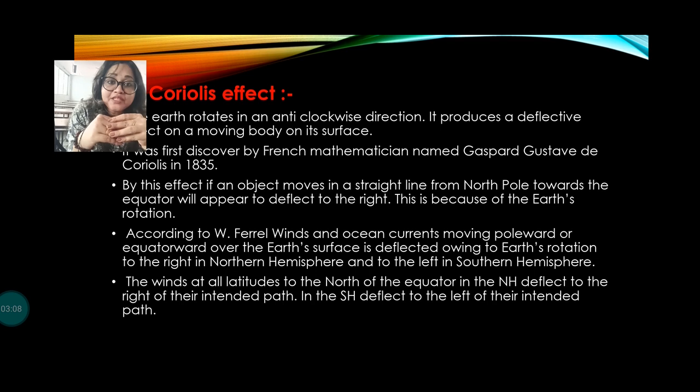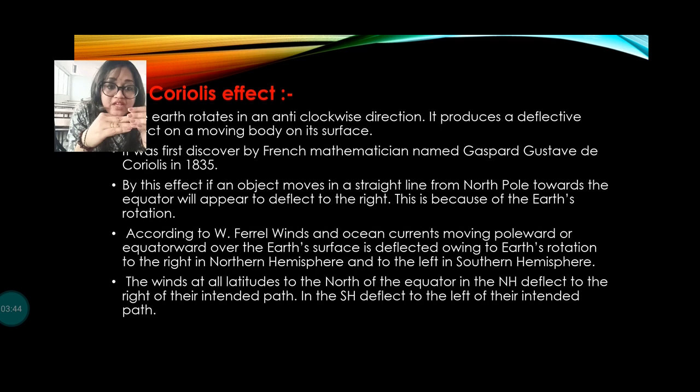As you know, the lighter wind or the warm ocean current will move from the equator towards the poles, and the cold or heavy wind and ocean current will move from the pole towards the equator. Okay, and here you can see they will be deflected. Due to the Coriolis force, the ocean currents and the winds will be deflected to the right-hand side in the northern hemisphere and the left-hand side in the southern hemisphere.